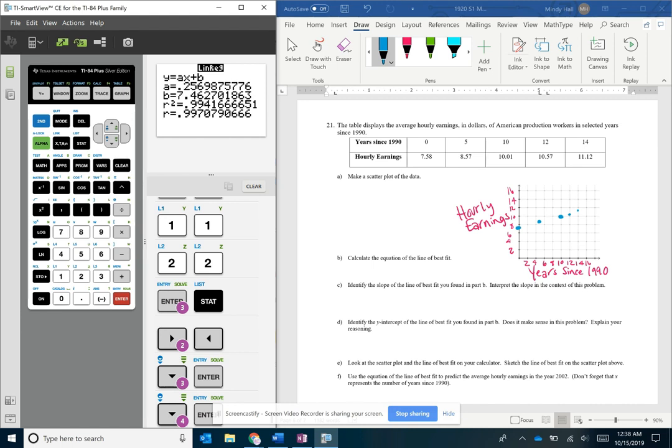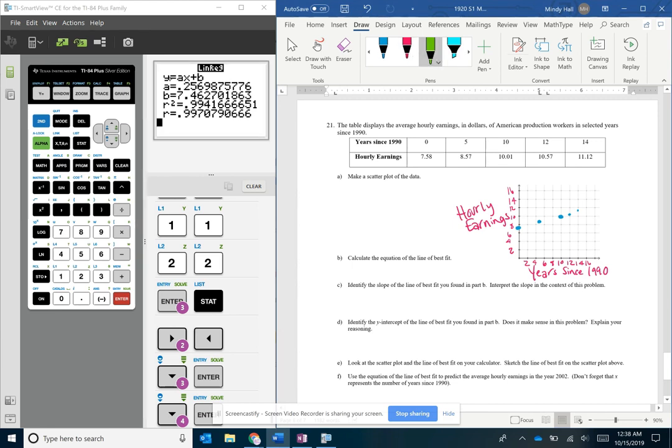But for my equation of best fit, I have this y equals ax plus b, and I have a and I have b. So you just have to plug it in. Y equals my a value, which is 0.256, which would just be 0.26x. And then my b is 7.46, so plus 7.46. So then we want to identify the slope that we found.